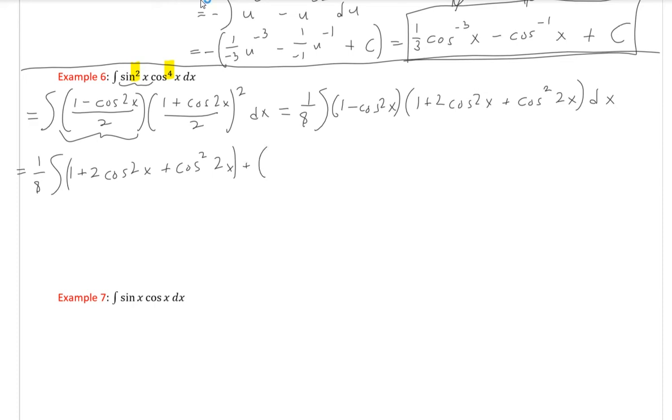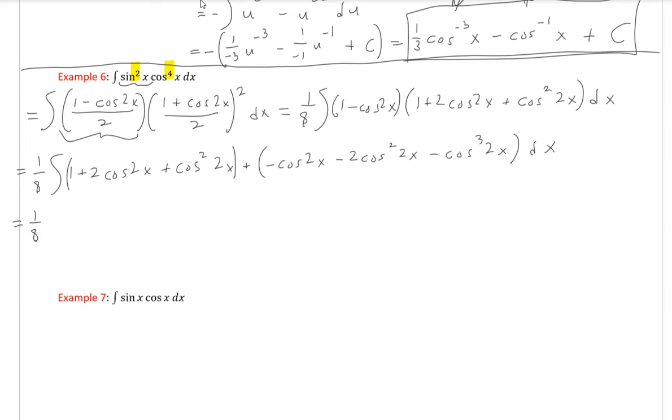And then if I multiply the minus cosine 2x, I get minus cosine 2x times cosine of 2x times 2. I get minus 2 cosine squared of 2x. And then minus cosine 2x times cosine squared x will give me minus cosine cubed of 2x dx. All right, so I'm getting a lot of terms here.